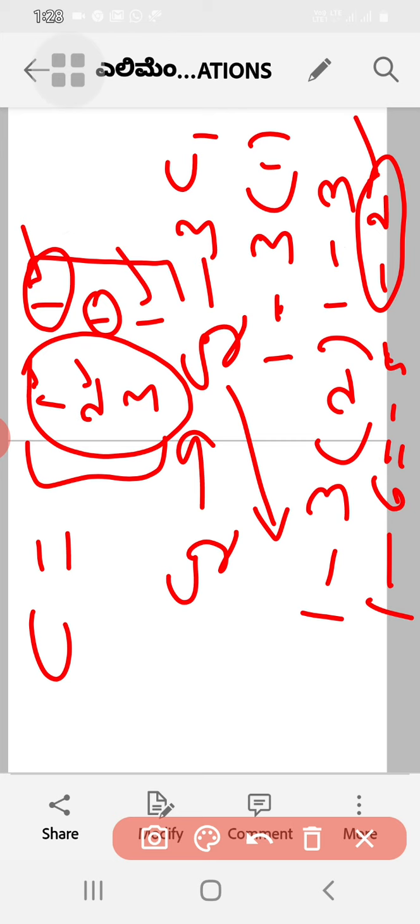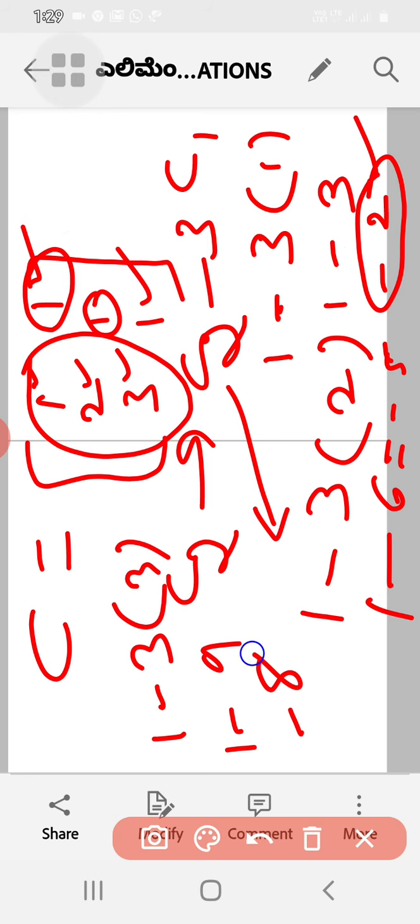What is the last element here? Once again you consider C2, that is 1 minus 3C1. 3 into what is the corresponding element? 3. So that will be 1 minus 9. 1 minus 9 is what? Minus 8. Okay, what is the new transformed matrix here? I have to write it in the next step.